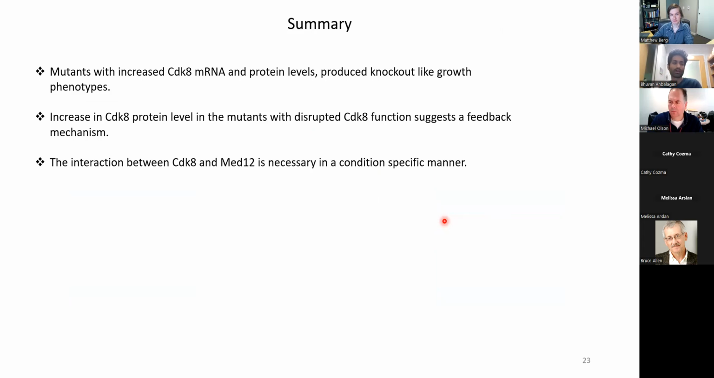To summarize, mutants with increased CDK8 mRNA and protein levels produced knockout-like growth phenotypes, and the increase in CDK8 protein level in the mutants with disrupted CDK8 function suggests a feedback mechanism, and the interaction between CDK8 and MED12 is necessary in a condition-specific manner.